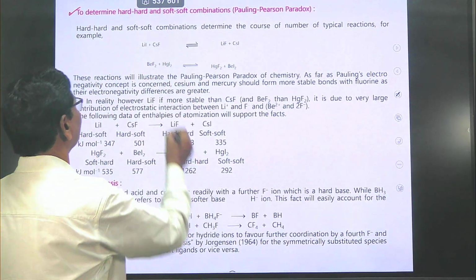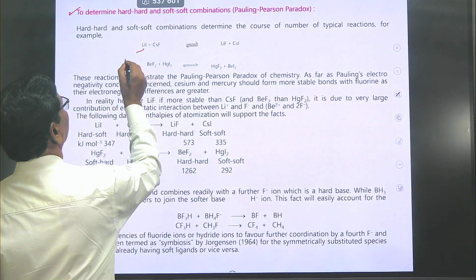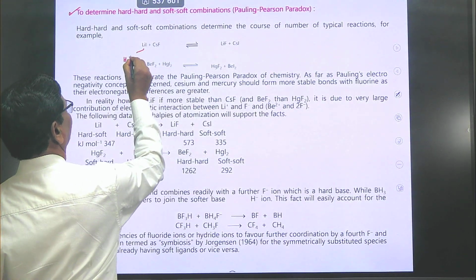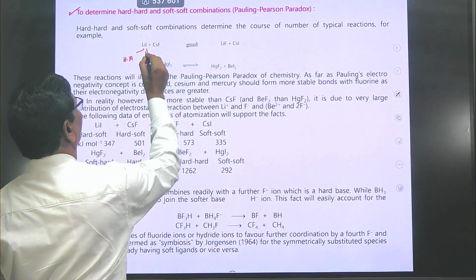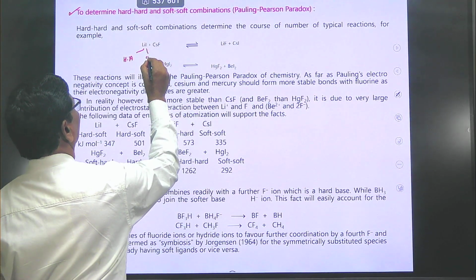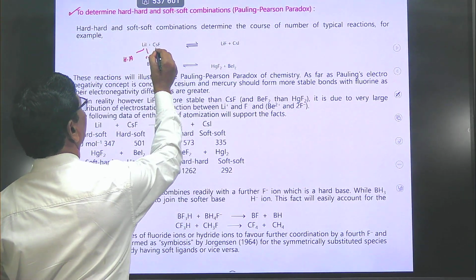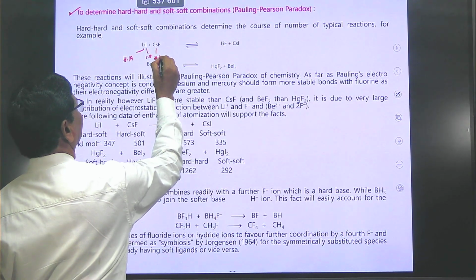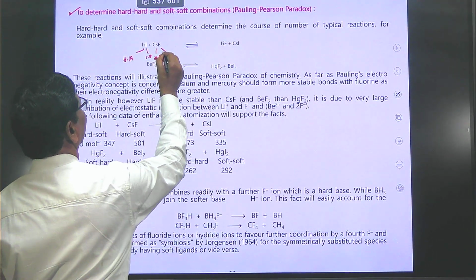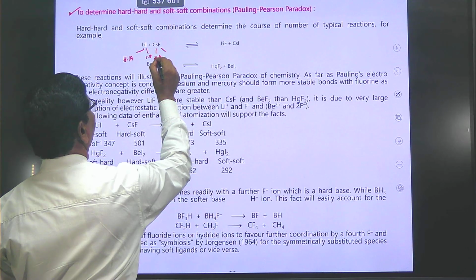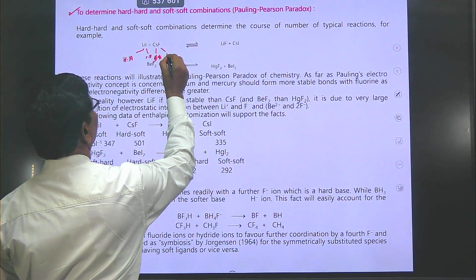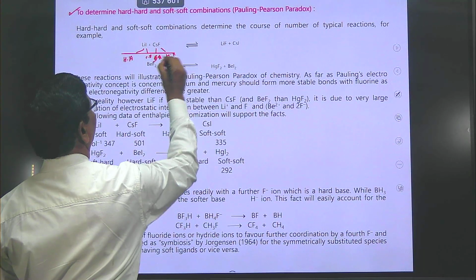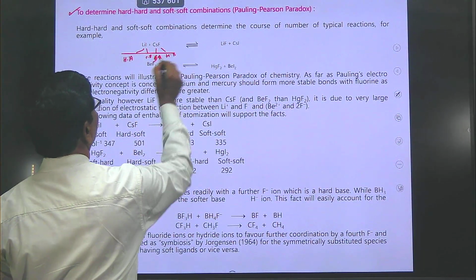By applying the Pearson rule, we are going to decide which is the hard acid, which is the soft acid. For example, if you take lithium, lithium belongs to the hard acid because it is an alkali metal. Iodine belongs to the soft base. Here cesium is the hard acid because it is bigger in size, and chlorine is the hard base. Here the combination is not favorable.